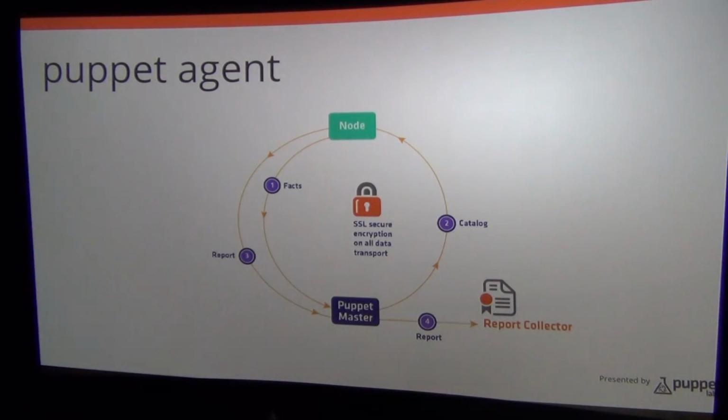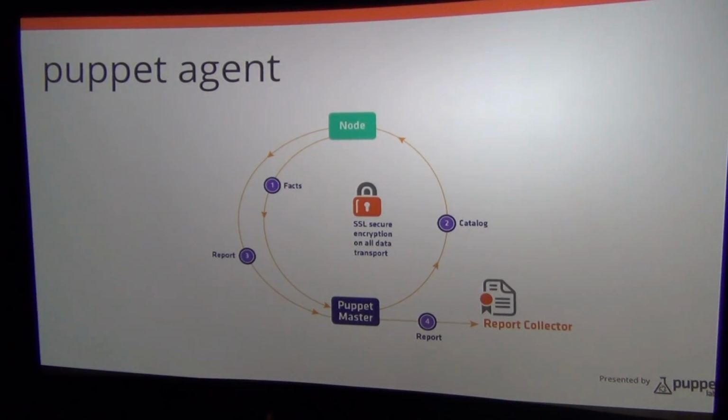And the third application is the agent, which is what we've talked about. So you've seen a couple slides about this. Basically the node collects facts, sends the facts to the Puppet master, which compiles a catalog and sends that back to the node. The node ensures the current state matches the desired state, sends a report to the Puppet master, which inserts it into PuppetDB. Right, so that's the basic flow.